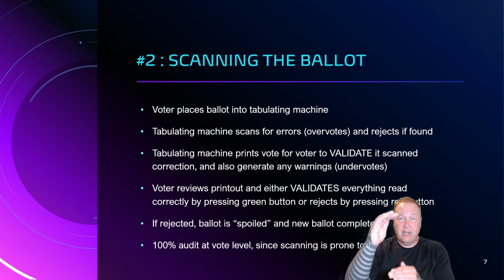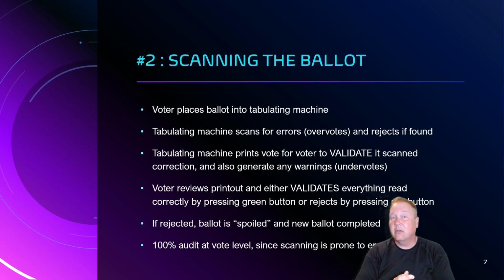So if there's five candidates for president, I can mark one, that's valid. I can mark zero, that's valid. That's called an undervote. I can't mark two or more. Ideally, if you have an overvote, the tabulator would then reject it because that means it's an invalid ballot. If you have an undervote, so if I don't vote for president, for example, I should get a warning. And currently, on the machines that we have, we don't, but they should warn me.